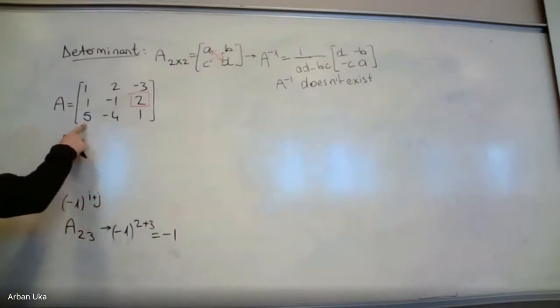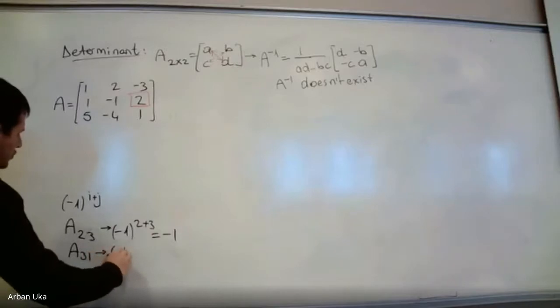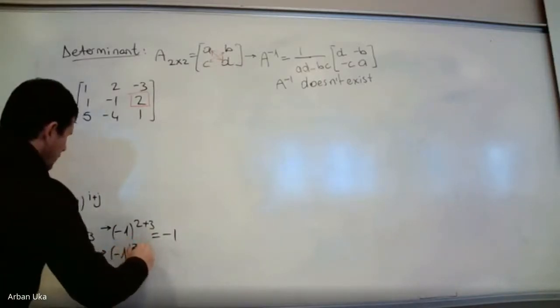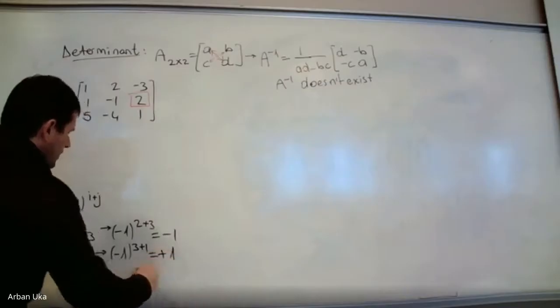What about this 5? What is the address of this 5 here? It's 3, 1. So this can be associated with an index -1 to the power 3 plus 1. What is this? It's 4. So -1 to the power 4? So just 1. That's correct.